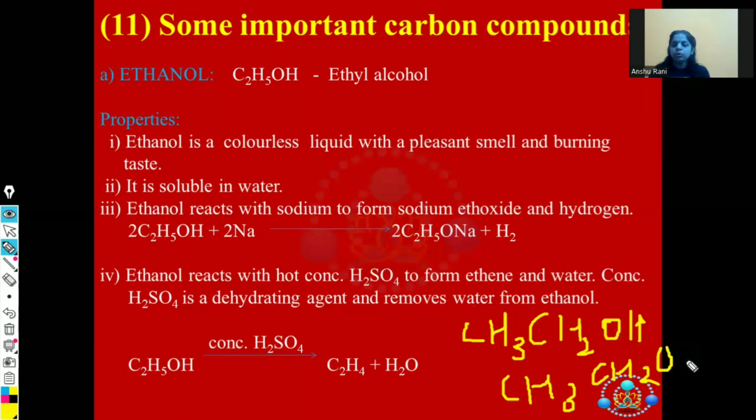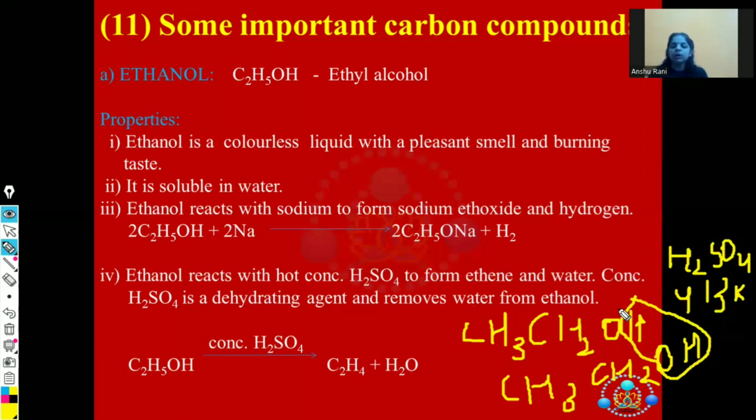You are having two molecules of ethanol at 413 Kelvin temperature. You are performing the reaction with sulfuric acid. Concentrated sulfuric acid will act as a dehydrating agent. It will help to remove water, but one water molecule will be removed from 2 units of ethanol. So what would be the product? You will get ether. This is diethyl ether.